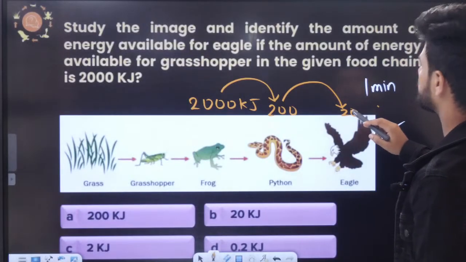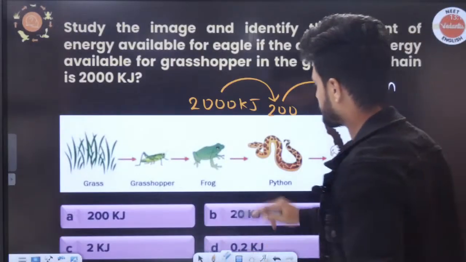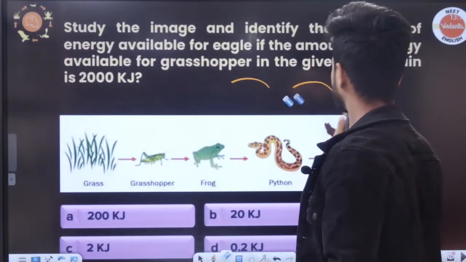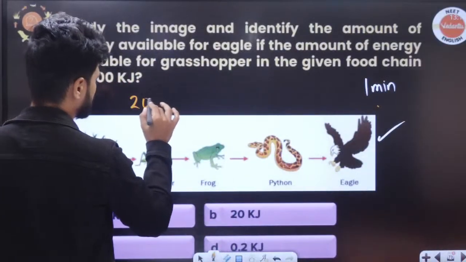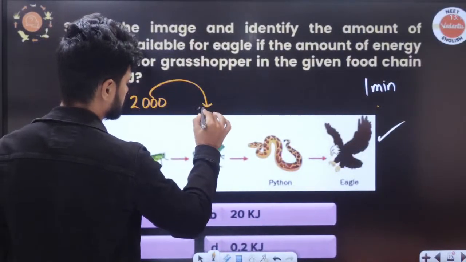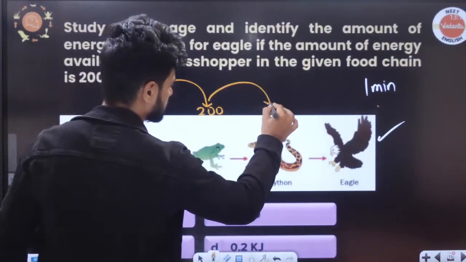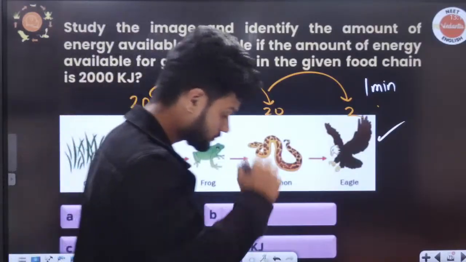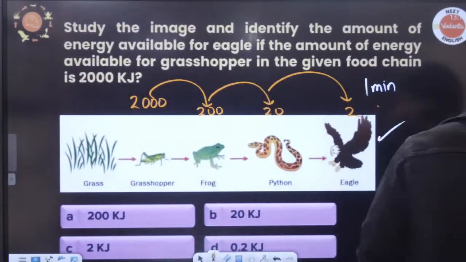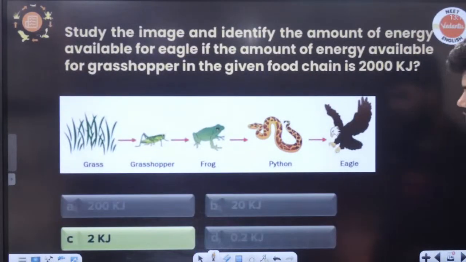2 kilojoules. Now, students, I'll repeat.